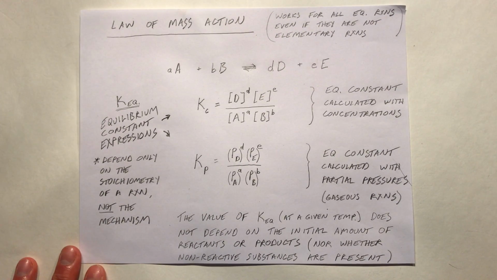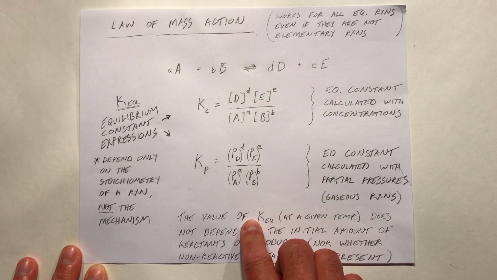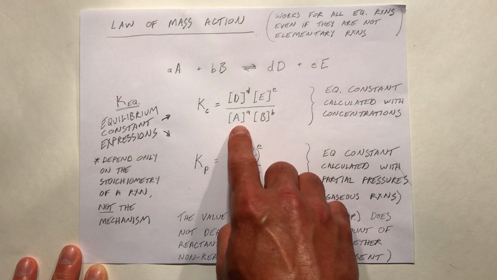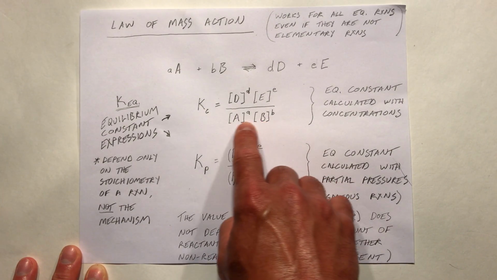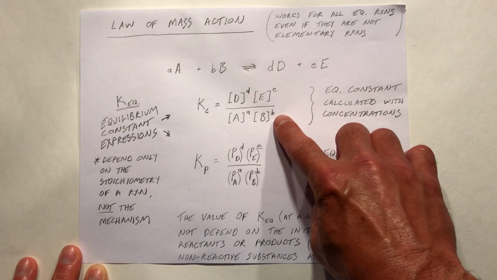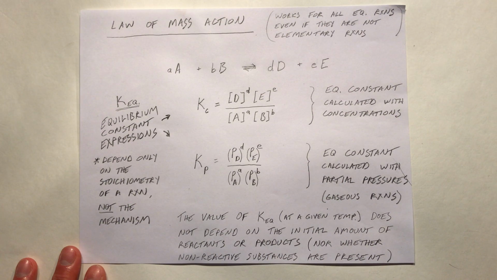So it's the product of the concentration of the products. These are multiplied here, they're not added, divided by the product of the concentration of the reactants raised to their respective amounts of moles as powers.